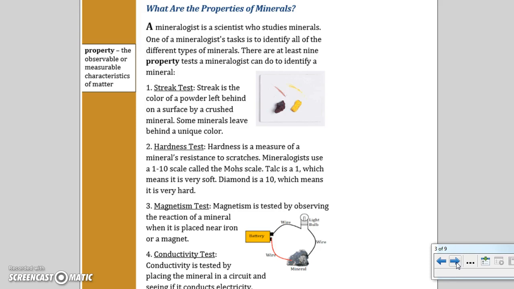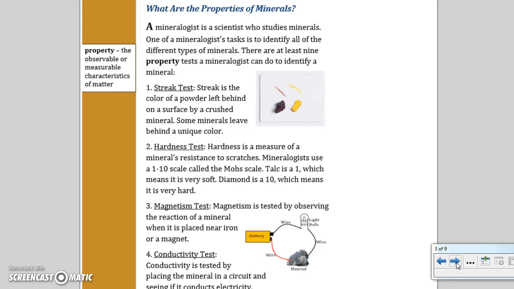2. Hardness test. Hardness is a measure of a mineral's resistance to scratches. Mineralogists use a 1 to 10 scale called the Mohs scale. Talc is a 1, which means it is very soft. Diamond is a 10, which means it is very hard.